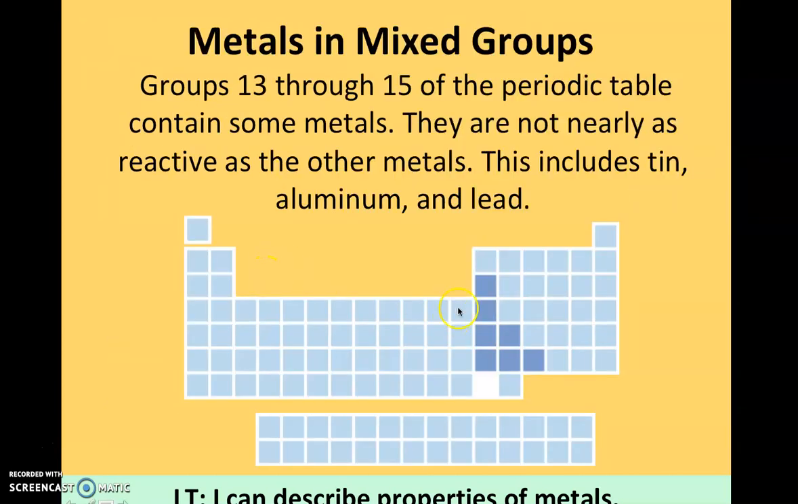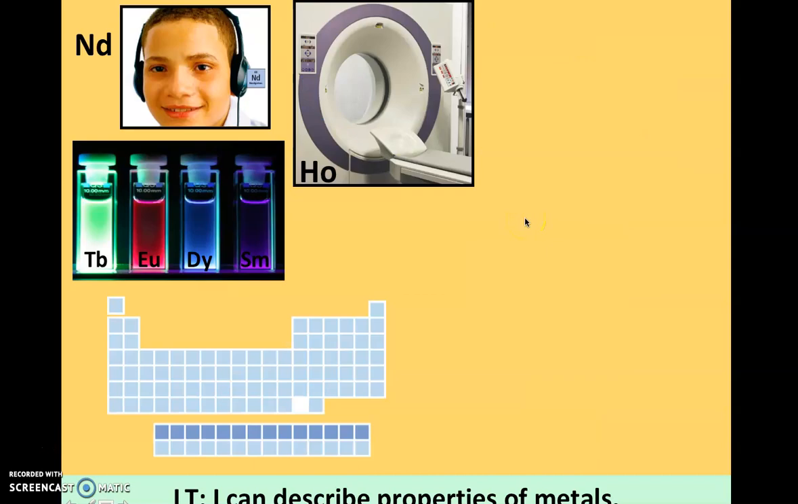The metals in mixed groups are going to be towards the bottom of group 13 through 15. They're also sometimes referred to as the post-transition metals. So these metals are going to include tin, aluminum, and lead. So they are metals, but at the beginning or the top of their group, will contain either nonmetals, metalloids, or some combination of those.